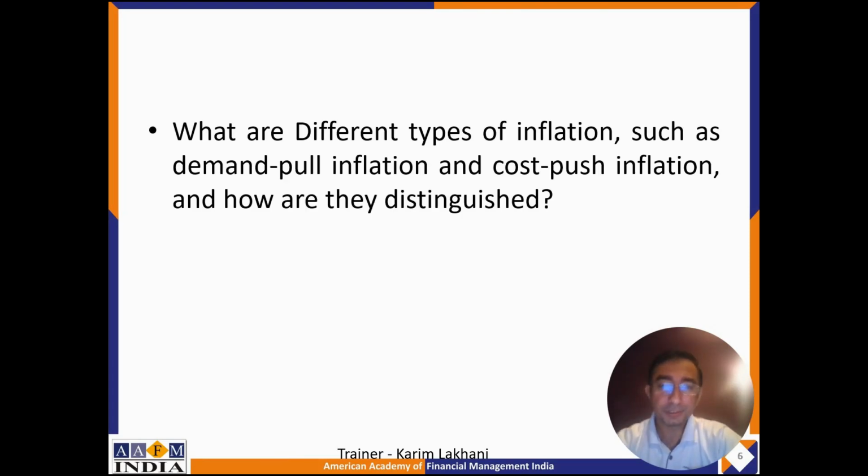So let's see what's the question. What are different types of inflation such as demand pull inflation and cost push inflation, and how are they distinguished? It's a nice question. Now let's try and understand the concept here.